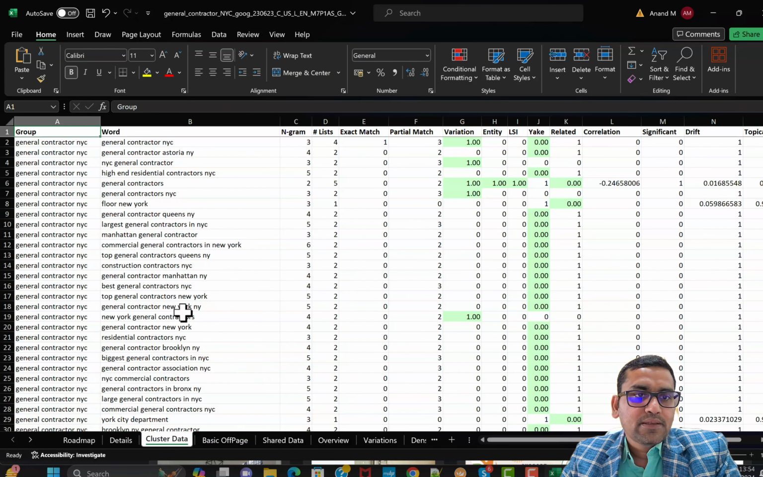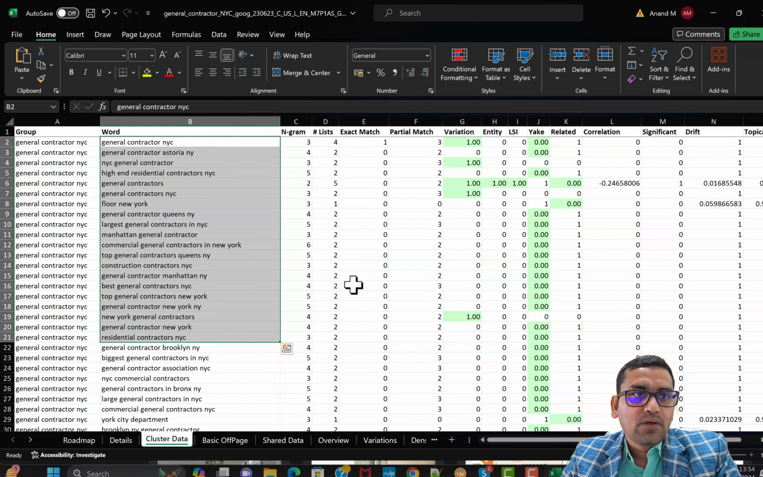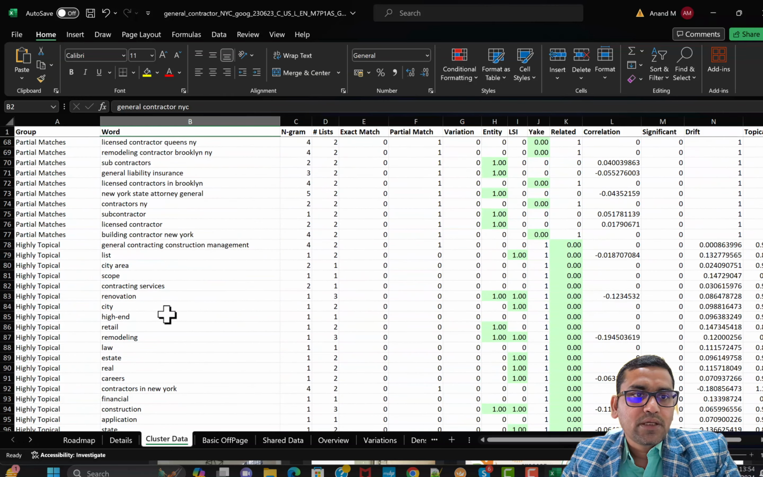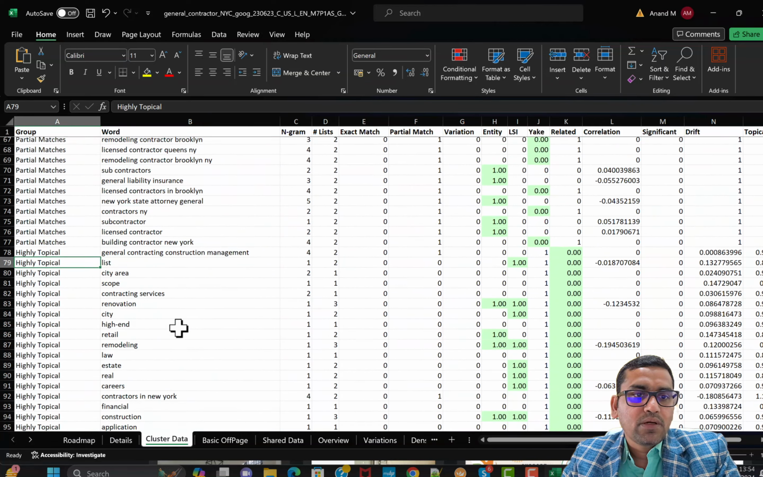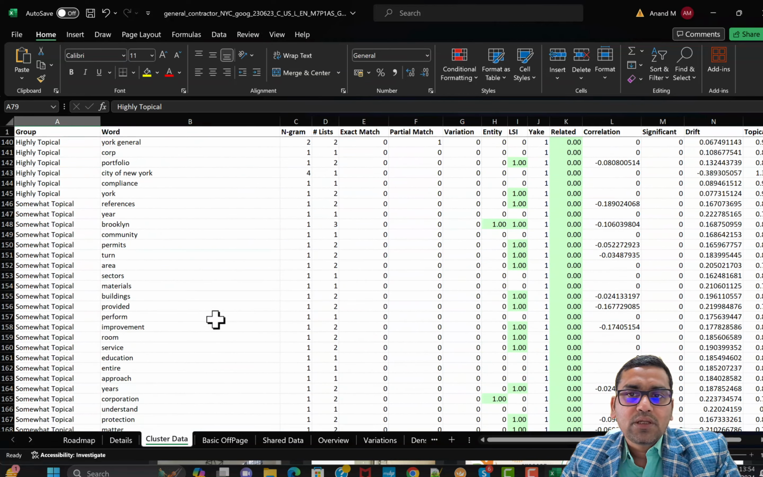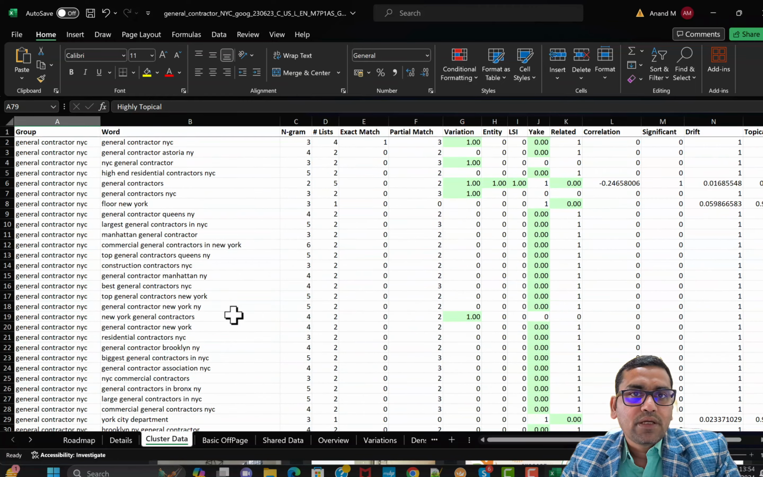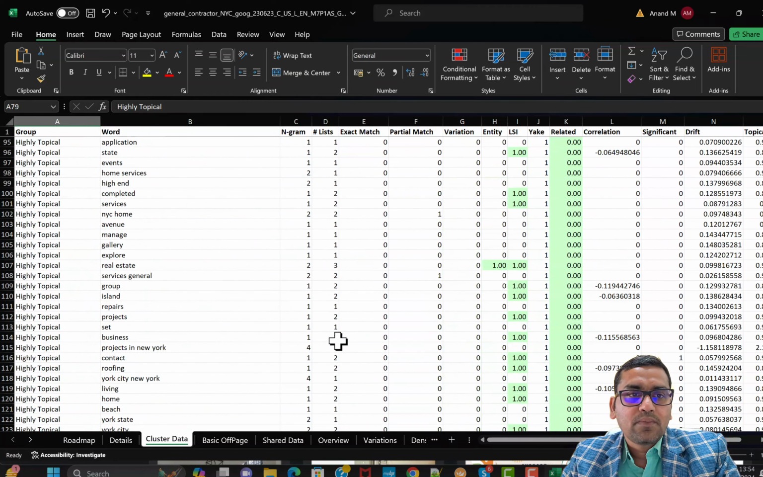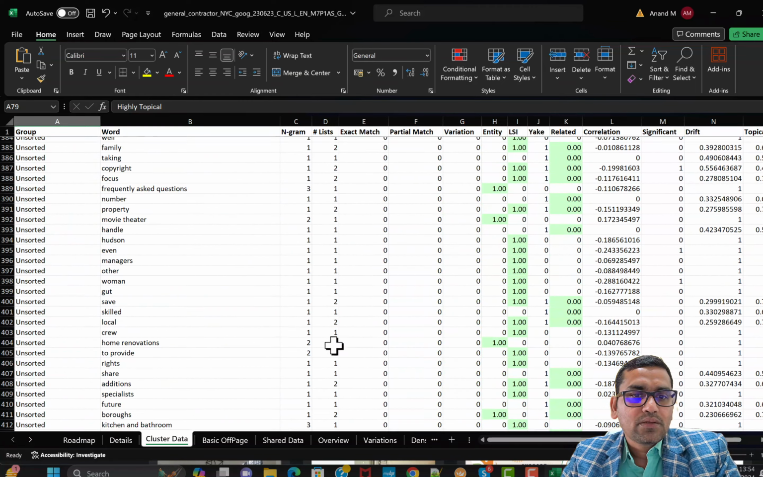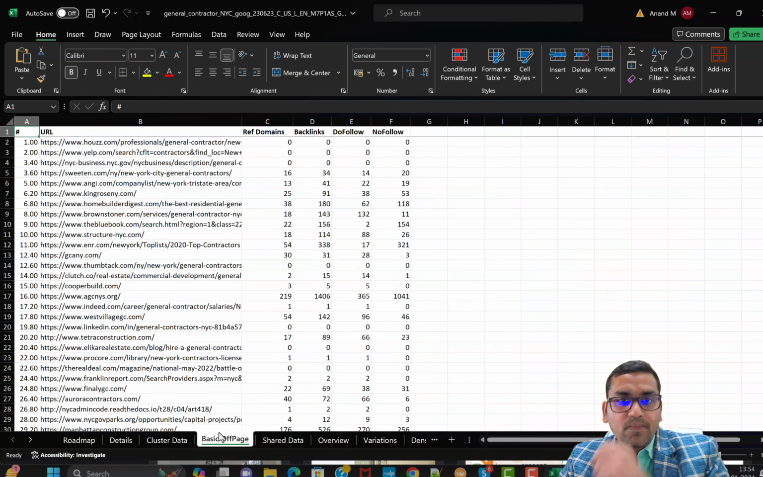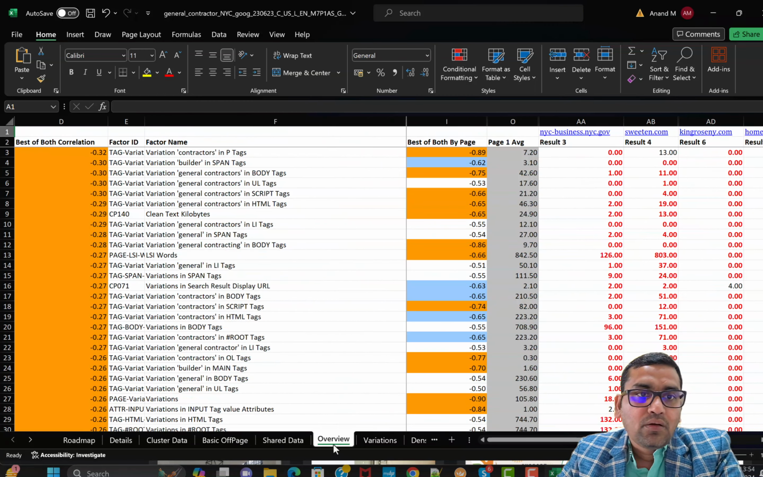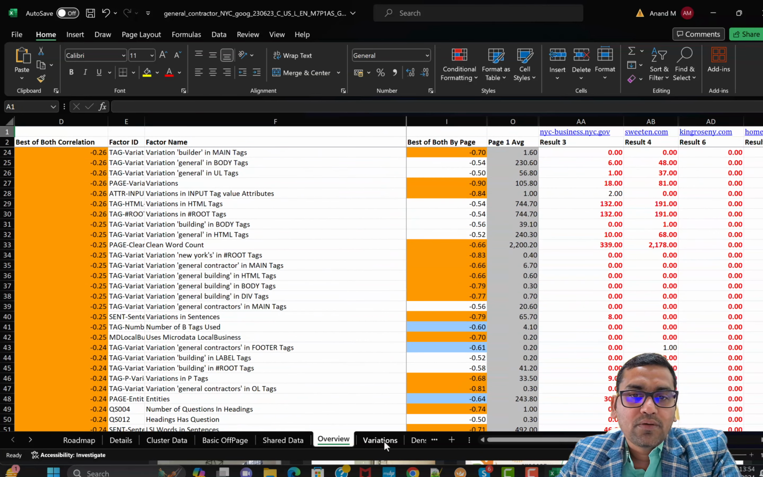Now it tells us which words have a partial match and which are highly relevant in those clusters. So we get a cluster report, and that's how it is. Now we go to the overview. So here we can see a whole lot of detail.